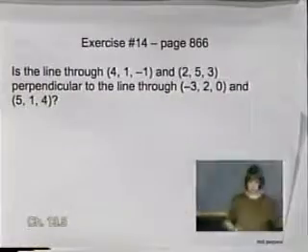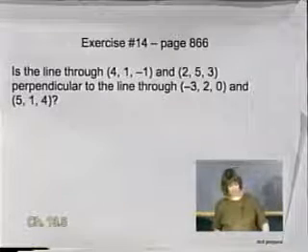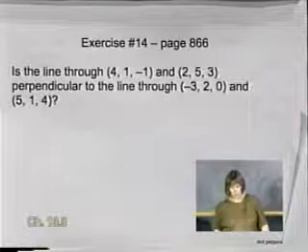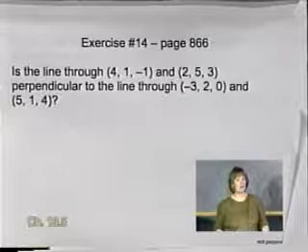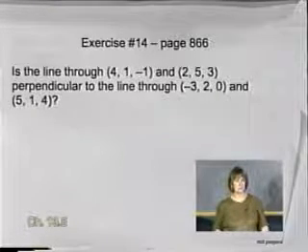Is the line through 4, 1, negative 1, and 2, 5, 3 perpendicular to the line through negative 3, 2, 0, and 5, 1, 4?